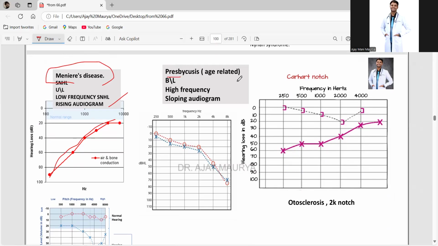Okay, this is seen in the aged, in old men. That's why old men always fall down. That's why it is a sloping audiogram, presbycusis.